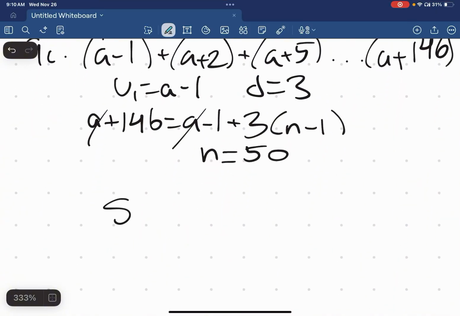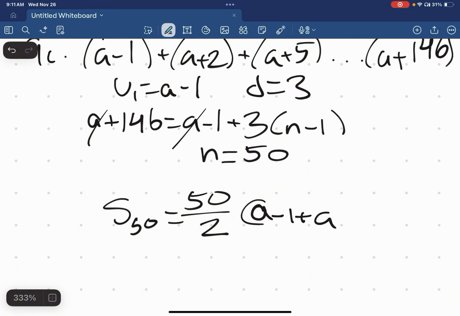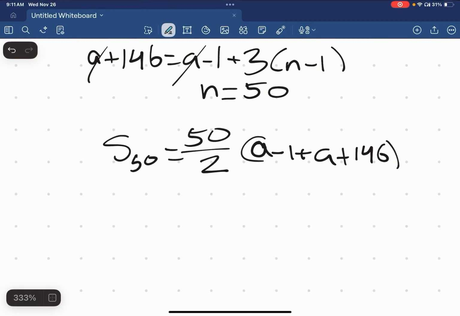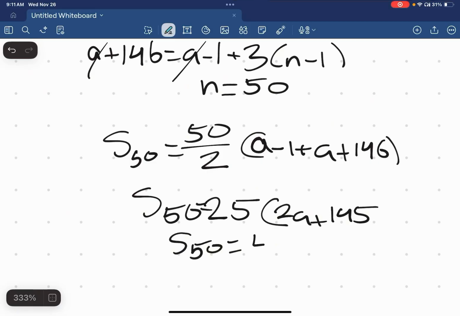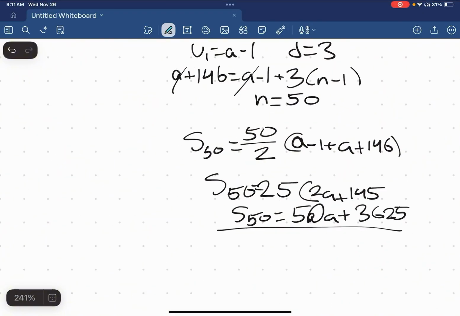And the sum of the first 50 terms is going to be equal to 50 divided by 2 times a minus 1 plus a plus 146. Doing some math here, we get 25 times 2a plus 145. So the sum of the first 50 terms is equal to 50a plus 3,625. Boom.